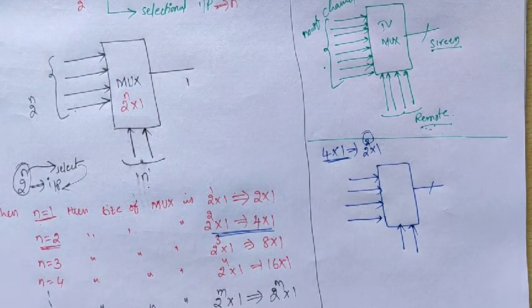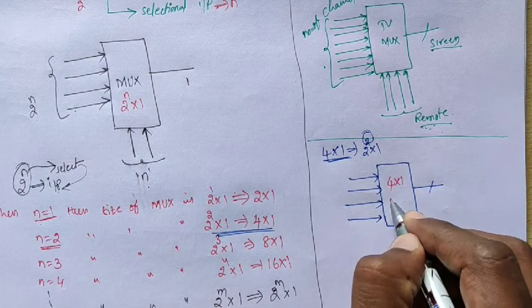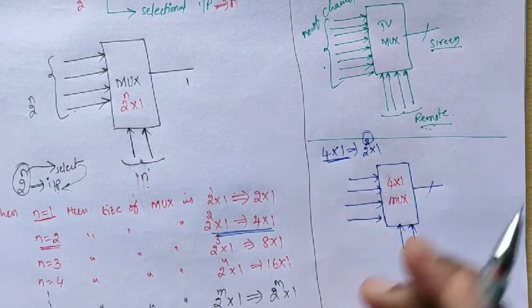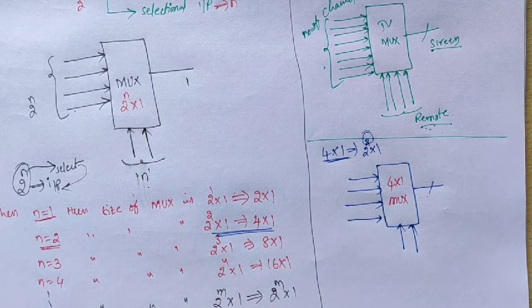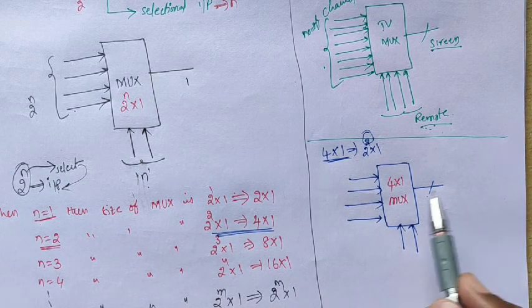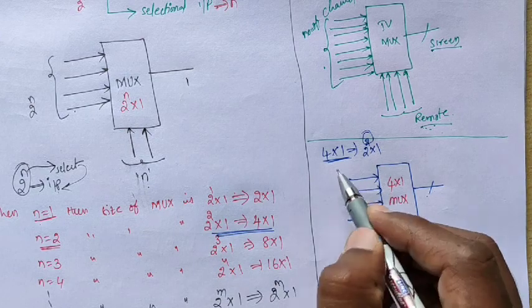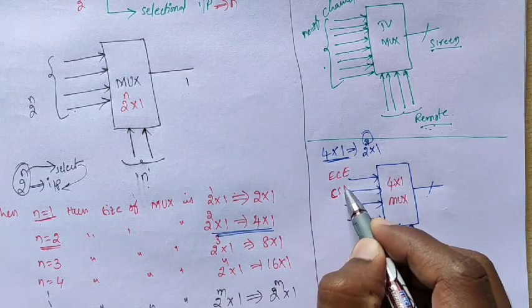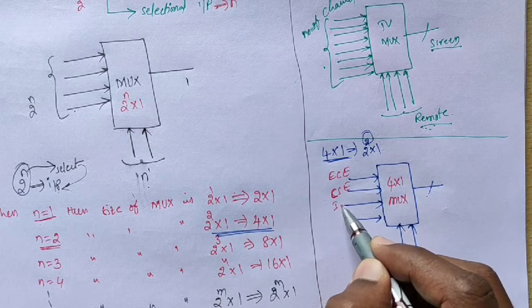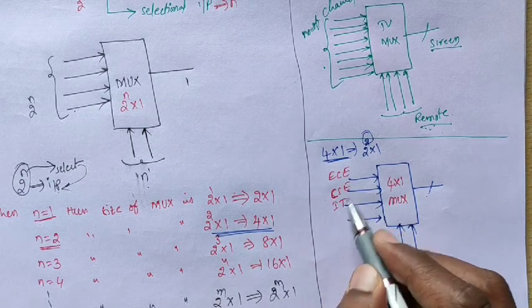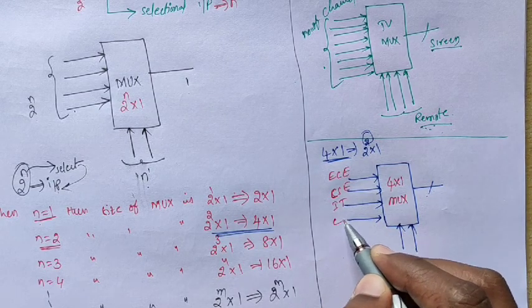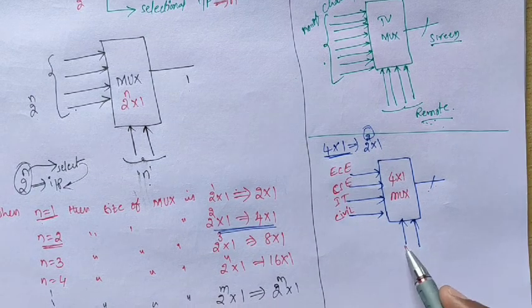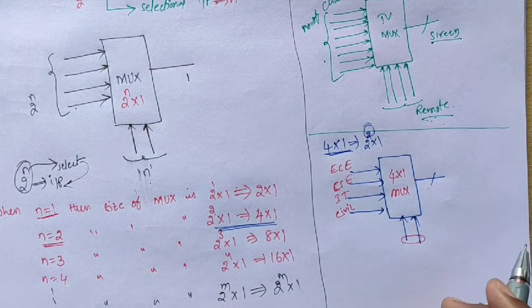So what is the size of the mux? That is a 4:1 mux. This is the output, and these are the inputs. I want to display on the screen ECE, CSC, IT and civil. These are the selection inputs, 2 selection lines.